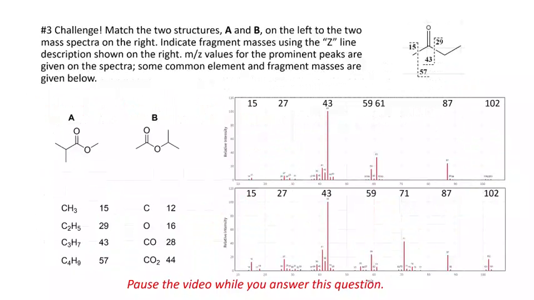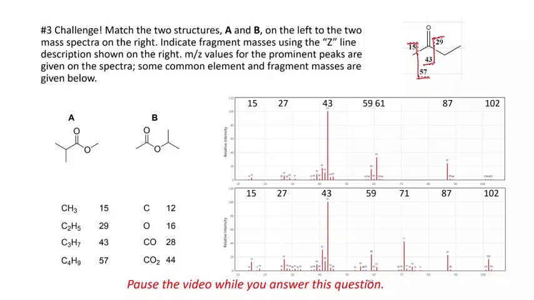Okay, here's a challenge. Match the two structures, A and B on the left, to the two mass spectra on the right. Indicate fragment masses using the Z-line description shown on the right, where we indicate a fragment by drawing a line through the bond, and then on either end of the line, we indicate the mass of that piece of the molecule. I know the writing on these spectra is a little bit small, so I've added m/z values of the prominent peaks up at the top, 15, 27, 43, etc. You don't have to try to read those little tiny numbers. And in addition, some common element and fragment masses are given below.